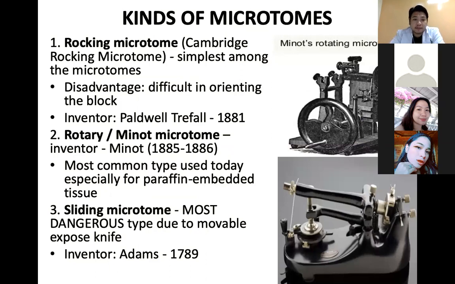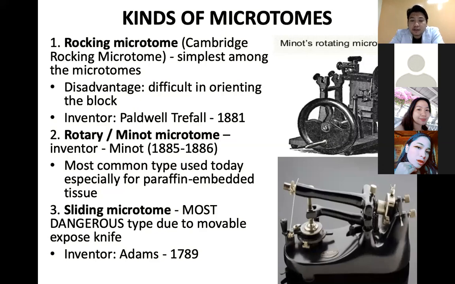The disadvantage of using this type of microtome is that it is difficult to orient the block, since the block becomes movable if we use a racking microtome. Next, we have the rotary microtome, or the Minot microtome, invented by Minot in 1885. This is the most common type used today, especially for paraffin embedded tissues.